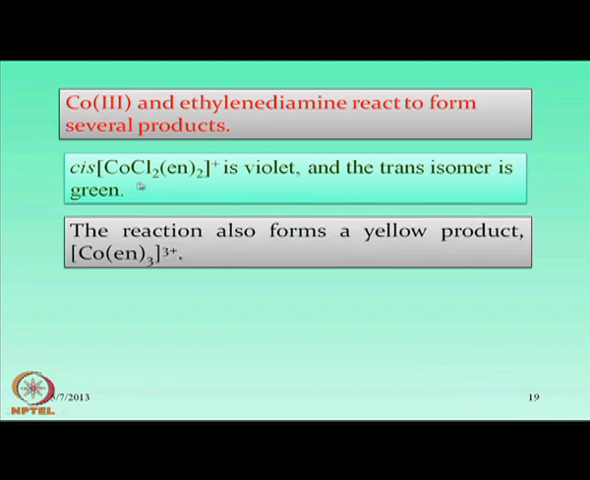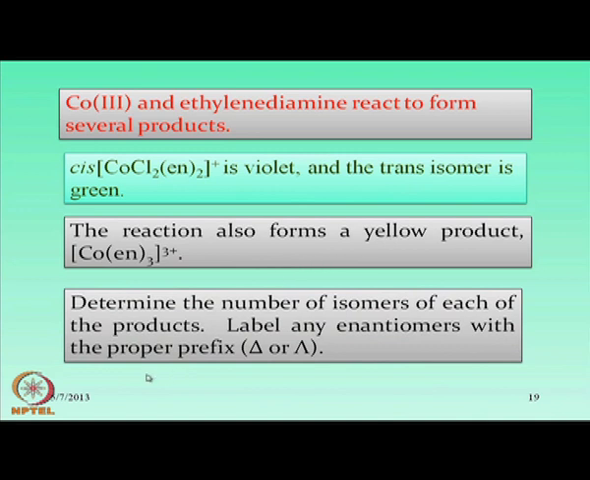So, not only these, that means the cis variety and the trans variety, but when we exhaustively replace all the Cl groups, we get the tris ethylene diamine cobalt 3 compound also, which is yellow in color. So, if we ask now the question that if these two are reacting with each other competitively, the chloride functioning as the ethylene diamine function, how can we determine the number of isomers of each of the products. That means, we have the violet product, we have the green product and also we have the yellow product.